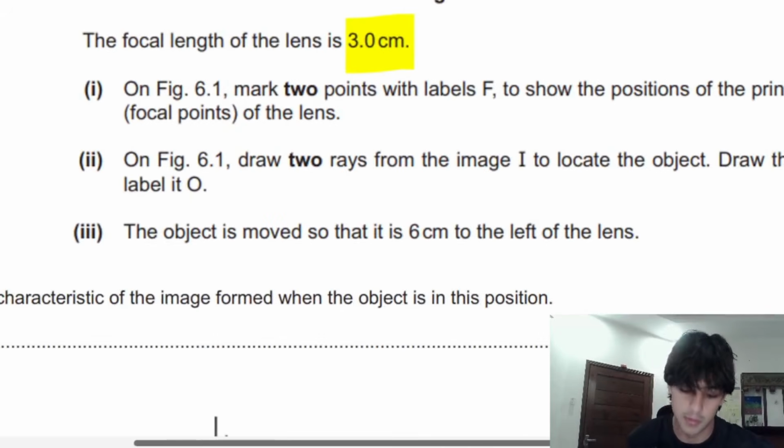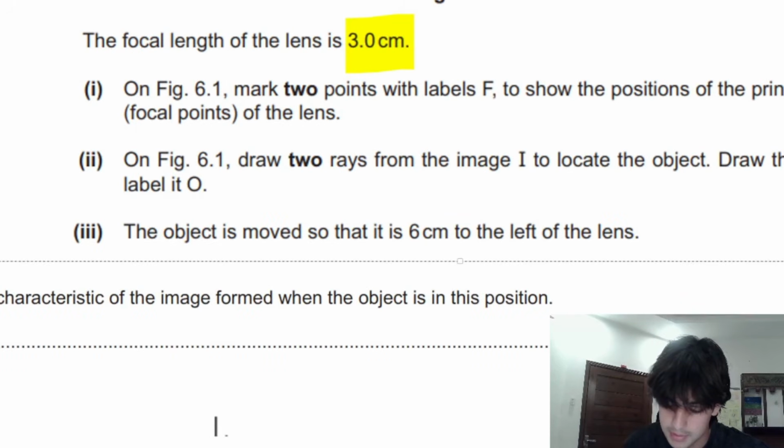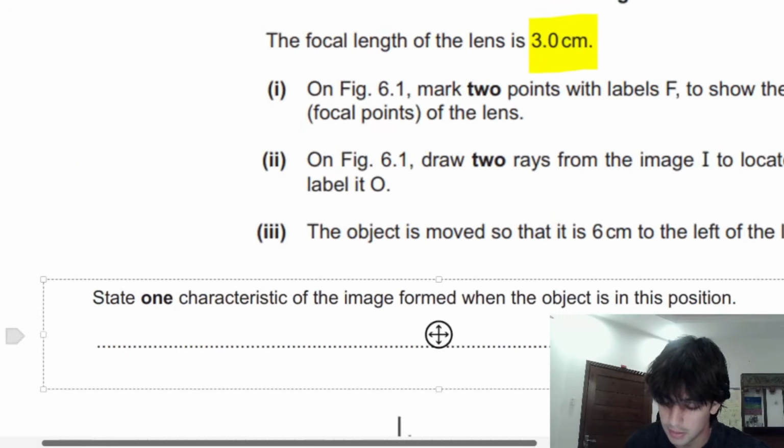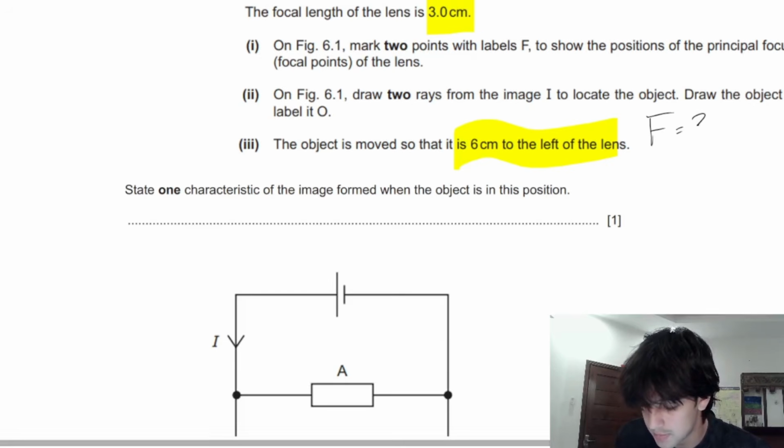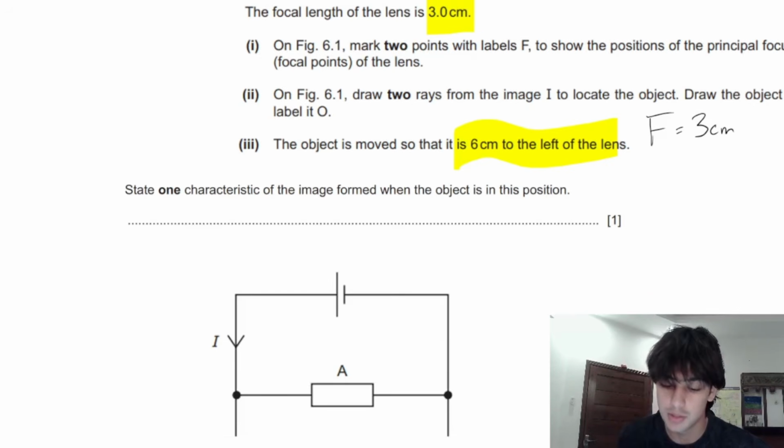And so now we have the next part, which is if the object is moved so that it is 6 centimeters to the left of the lens. Now to understand this, we know that the focal point is what? 3 centimeters. So now essentially the object is going to be where? 6 centimeters, which is essentially also 2 times the focal length.